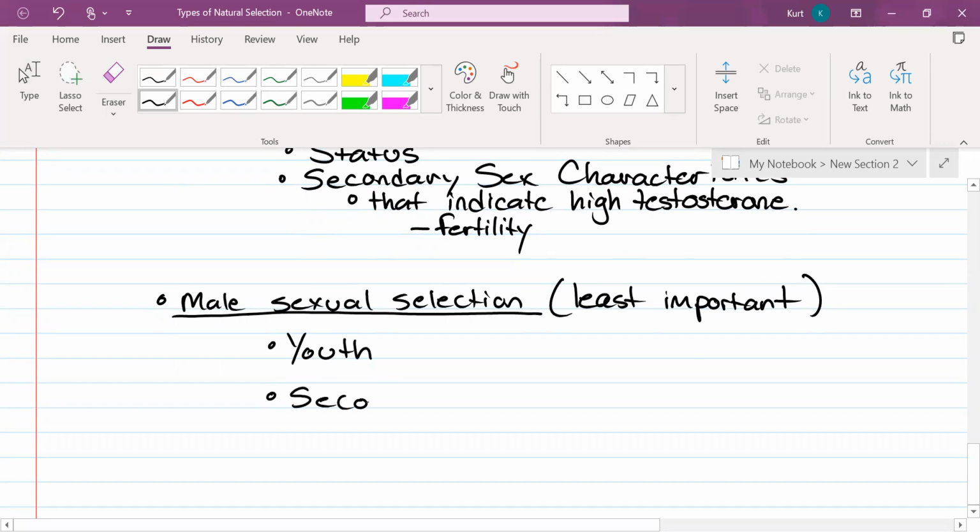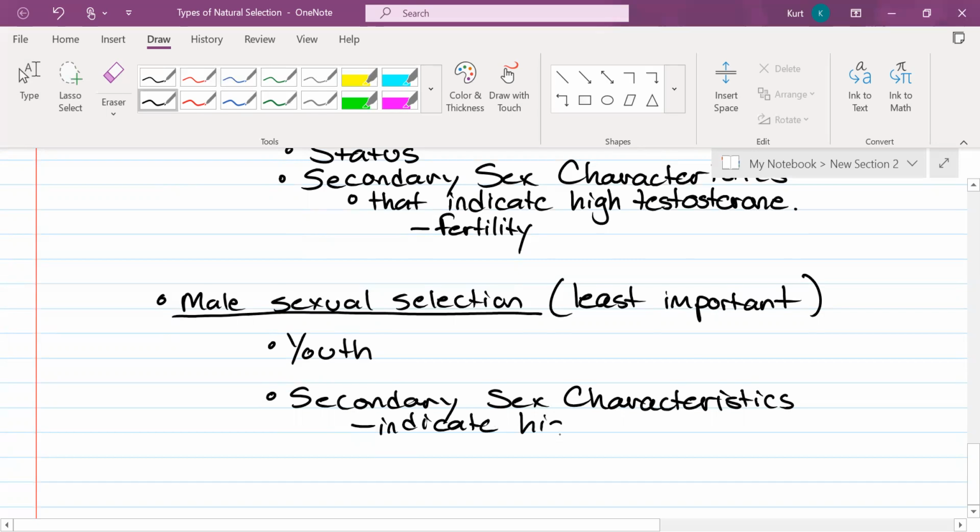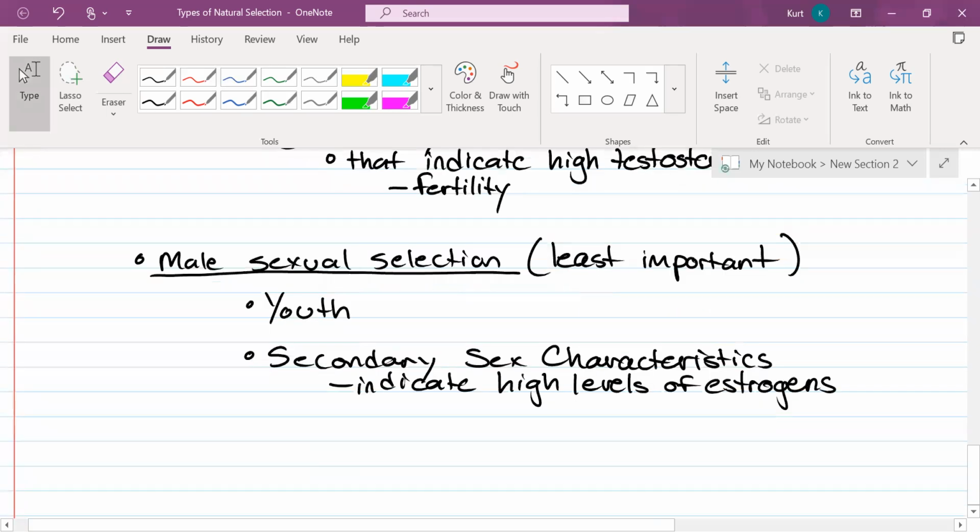And as far as secondary sex characteristics, they're going to indicate high levels of what's the main female hormone? Estrogen. Well, what characteristics tend to indicate high levels of estrogen, which might influence fertility? Anyone? Jasmine?